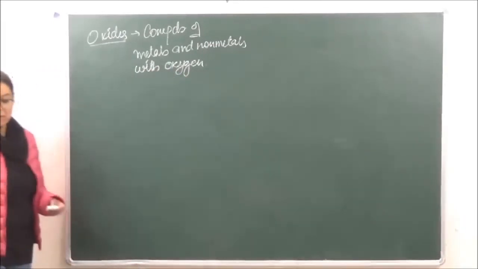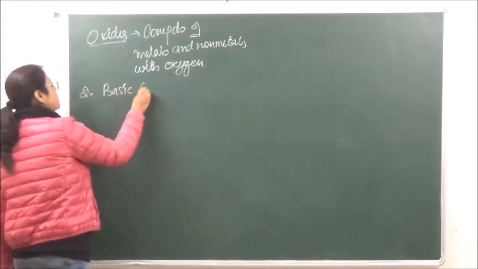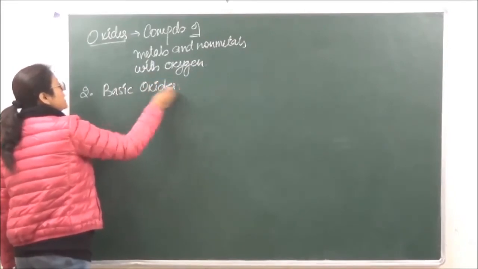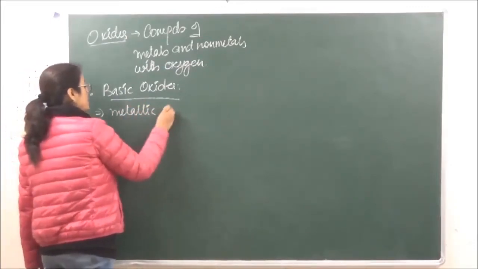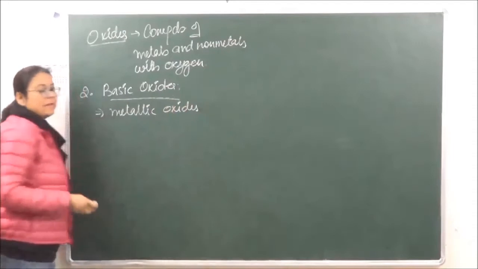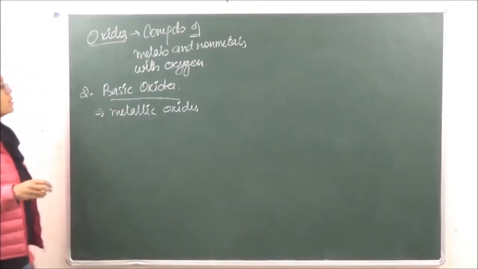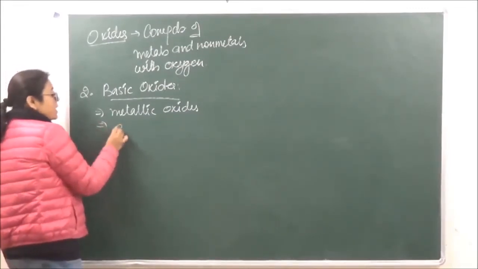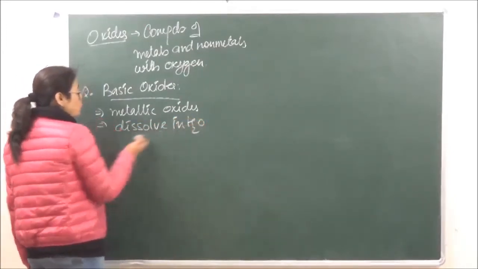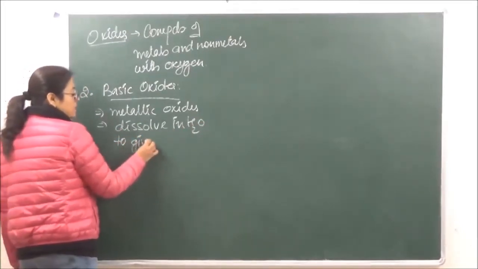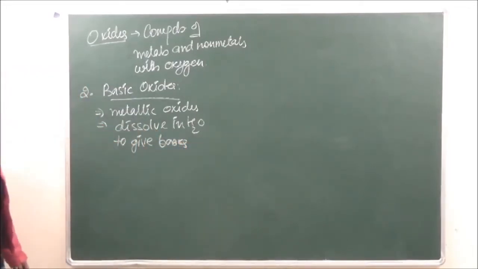The second type of oxides which we are going to discuss, they are the basic oxides. Mostly the metallic oxides are going to behave as basic oxides. ठीक है? यहाँ पे they are known as basic oxides because they dissolve in water to give corresponding bases, right?